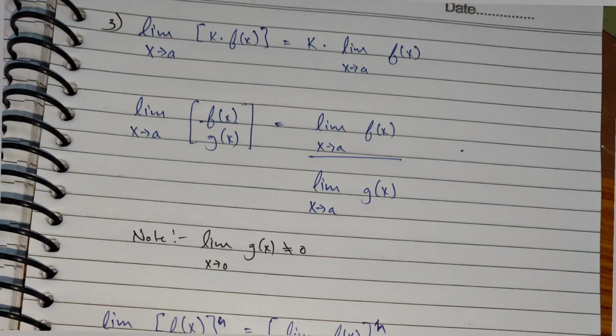Our fourth property of limit is division. In division we have two functions, f(x) and g(x), where x approaches a and the function f(x) is divided by g(x). Here we separately find the limits of f(x) and g(x), and after that we conclude the final result. But note an important condition here: the limit of g(x) as x tends to a is not equal to 0.